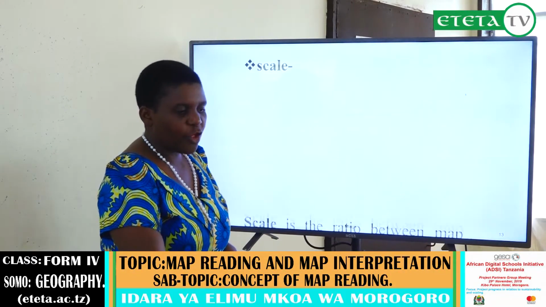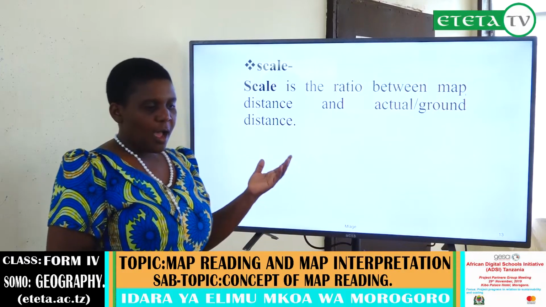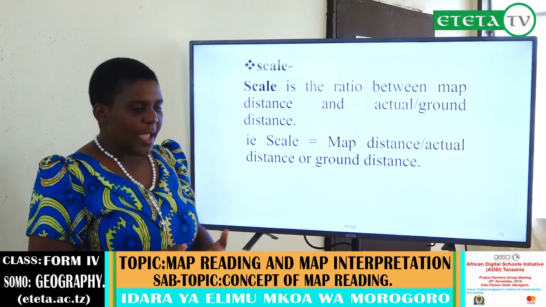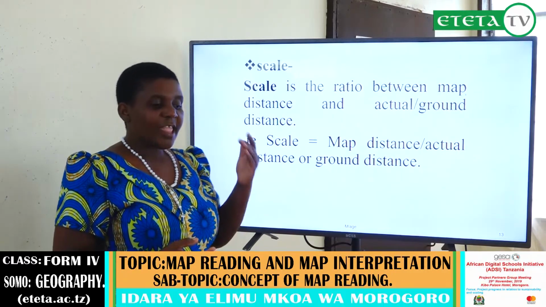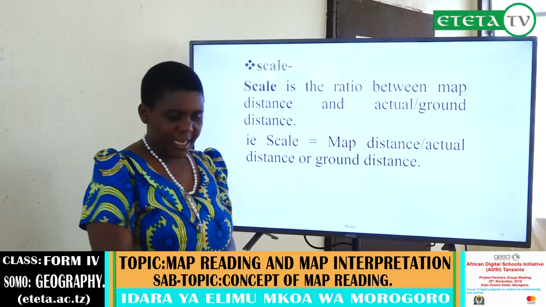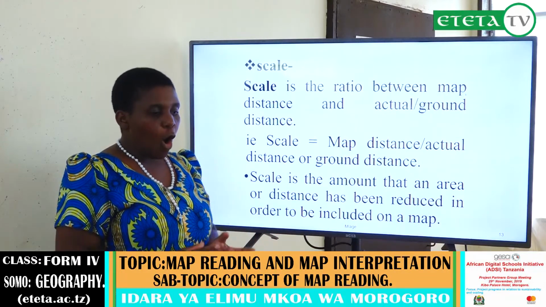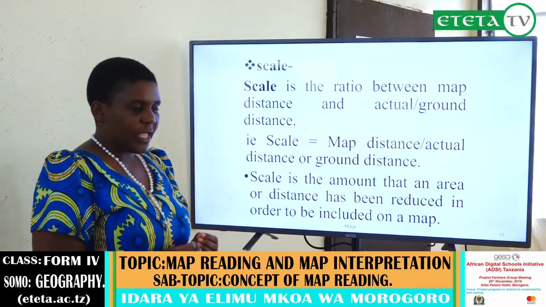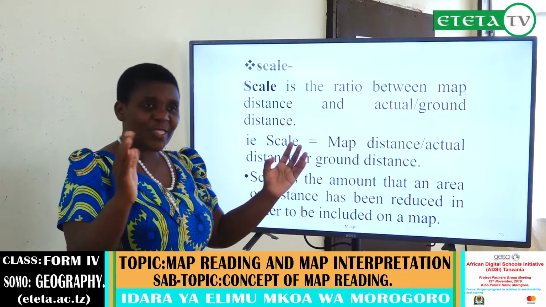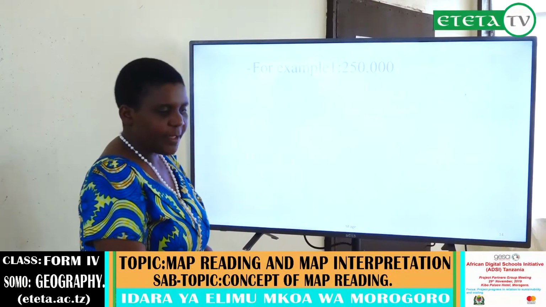Now, these are explanations of the essentials of the map. As I said, scale is the ratio between map distance and the actual or ground distance. Therefore, we can say that the map scale equals map distance over actual distance or ground distance. Scale is the amount that an area or distance has been reduced in order to be included in the map. We need to have a scale so as to reduce the area to fit on pieces of paper. Otherwise, we could not have a map.